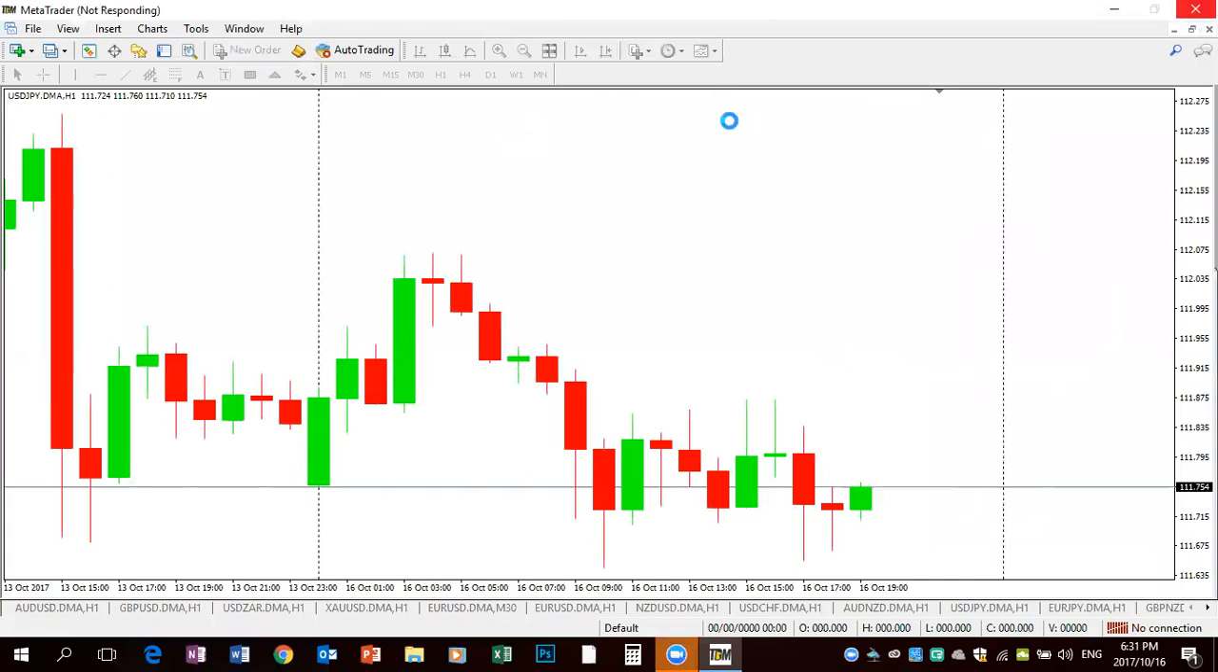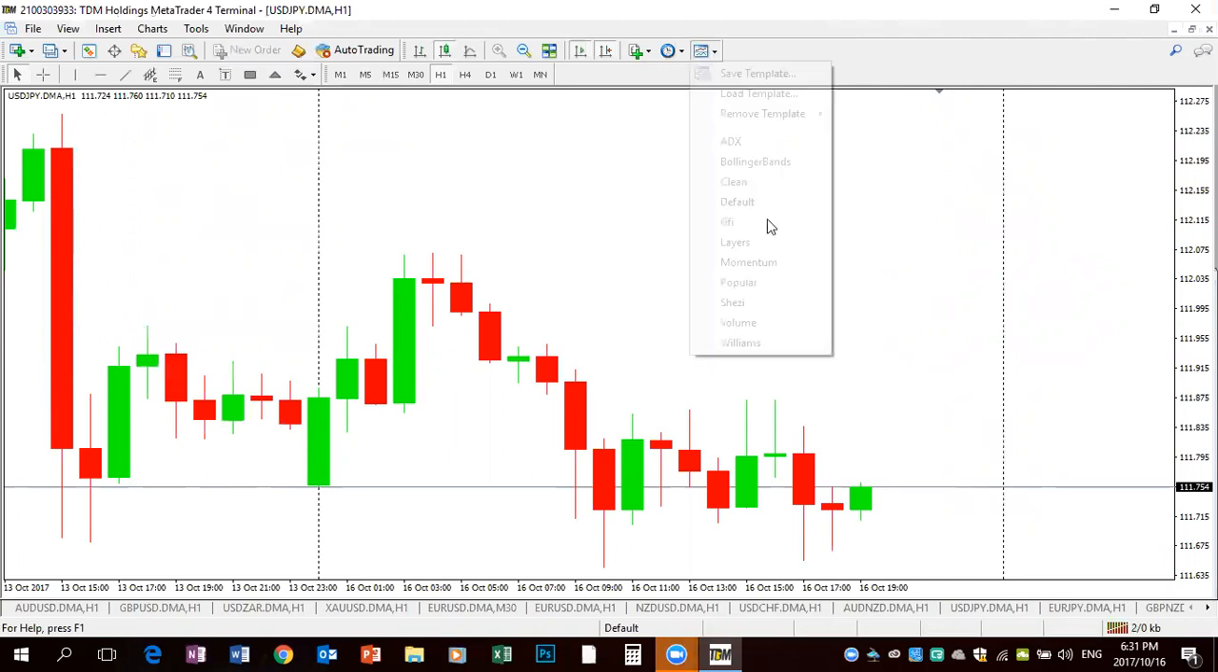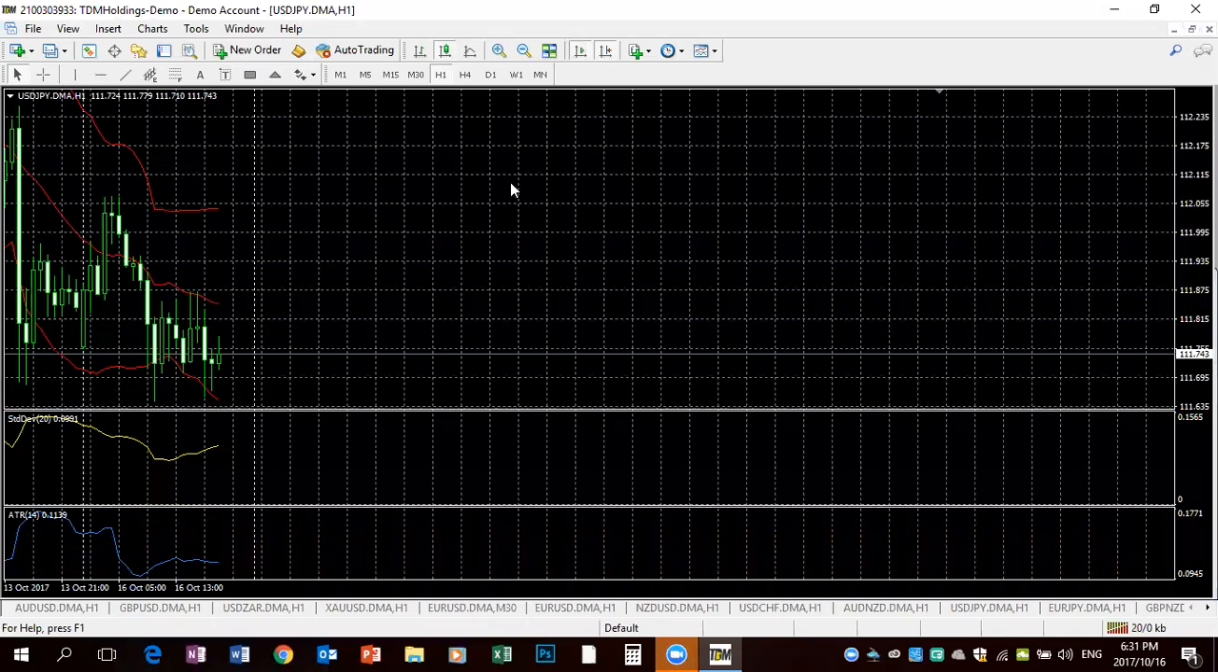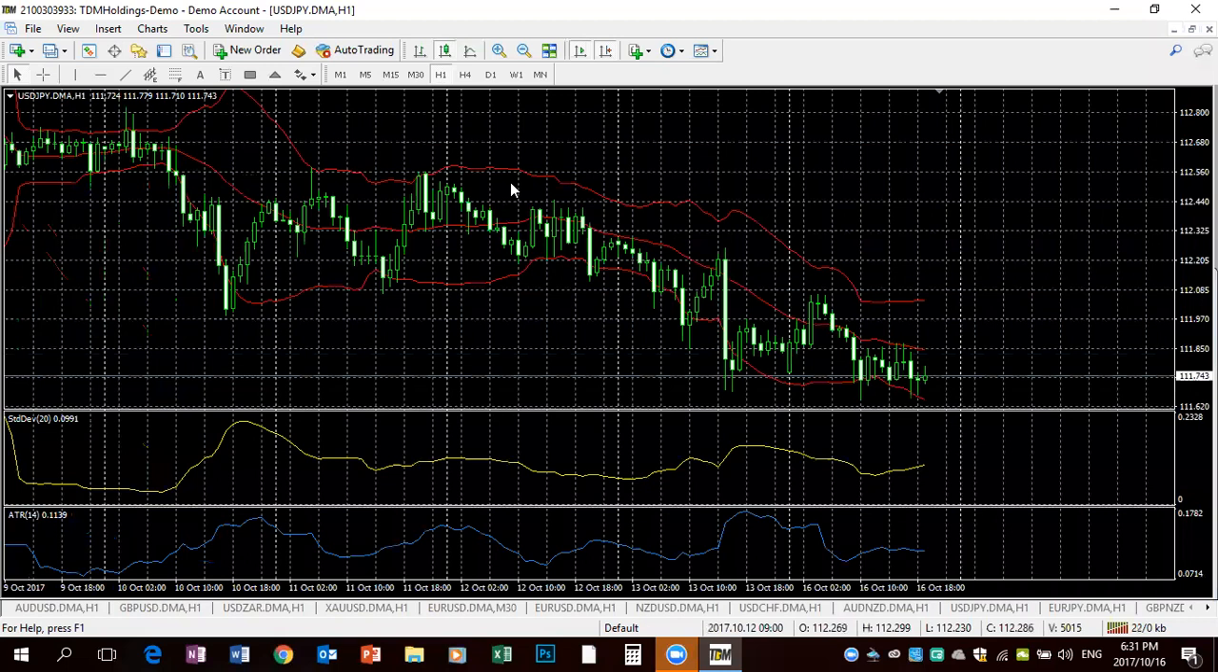Now, let's start by navigating our platform. The first thing that you'll want to know is, how do I add a chart? Because I want to trade. Before I trade, I will want to know how to add a chart. To add a chart, number one, you go to File and you say New Chart.